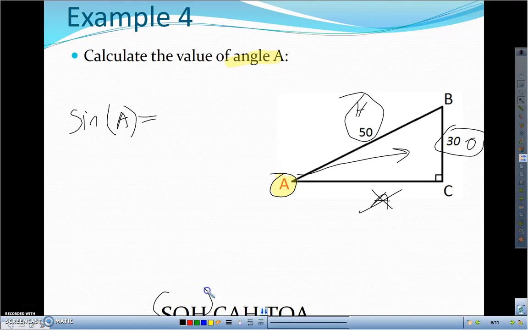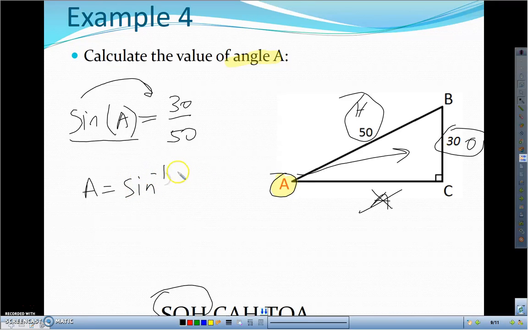And we're looking down here at our trusty SOHCAHTOA. 30 over 50. In order to get this onto the other side, we have to do the opposite operation. A is equal to, when we bring this over, it's like saying if I said plus, you say minus. If I say minus, you say plus. If I say multiplication, you say divide. If I say sine, you would say sine inverse. It is not division. You do not bring it down. It is an operation in its own.